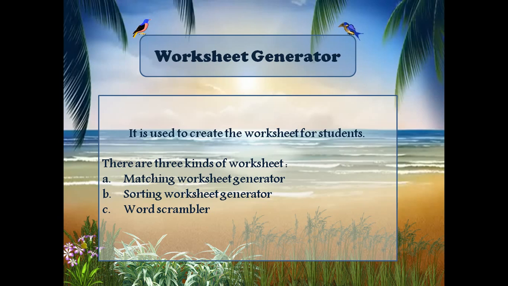In this Worksheet Generator, after we make our worksheet, we can save it and download it, and then we can print it out for our students. And then there are 3 kinds of worksheet. The first is matching worksheet generator, the second is sorting worksheet generator, and the last is word scramble.